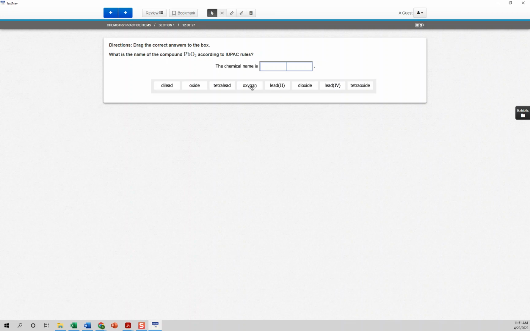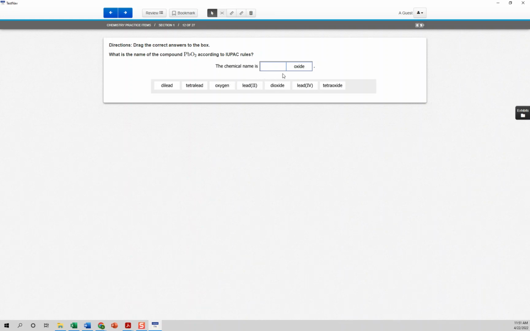So we have narrowed it down a little bit. Remember, oxygen is the second thing in the compound, so it's going to be the last part of the name. So it's going to end in oxide. So we know it's going to be oxide, not oxygen. Then it's just a question: is it lead 2 or is it lead 4? We have to figure out the right Roman numeral. Lead is one of those elements that needs a Roman numeral in the name.